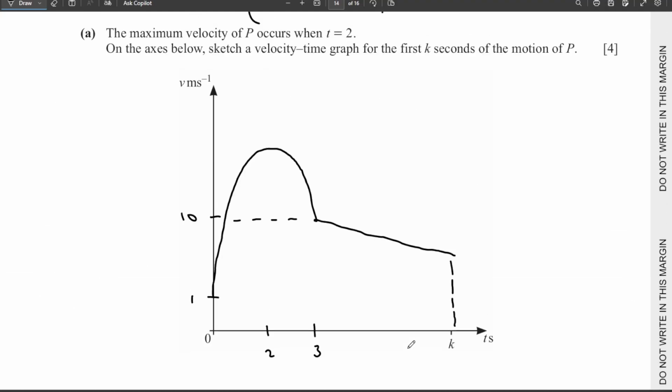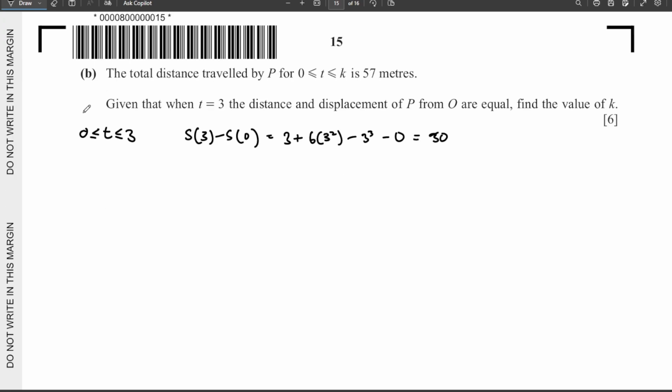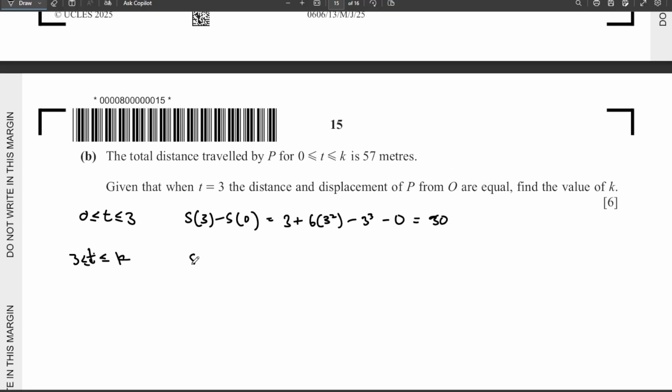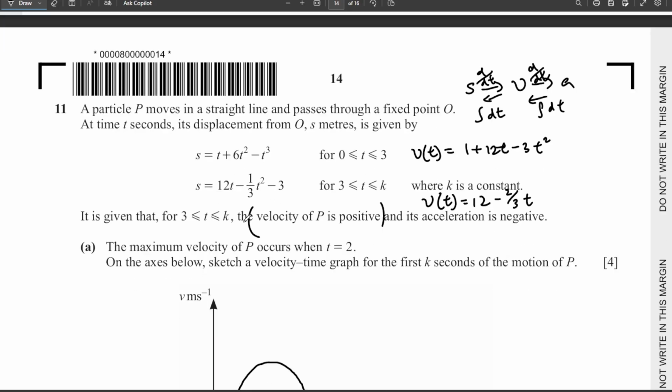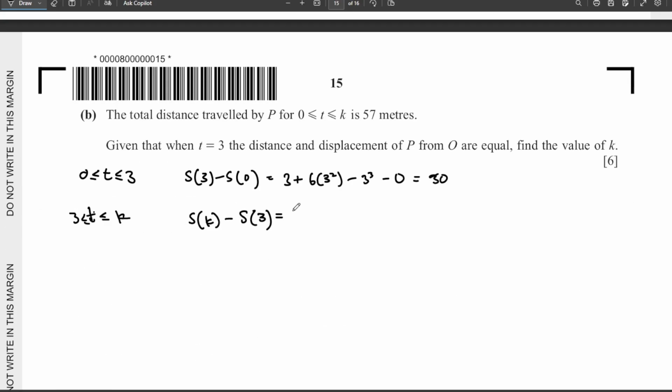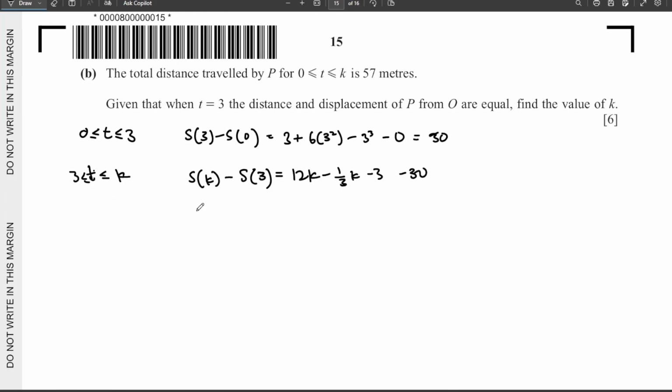Now for the k seconds, from 3 to k seconds, how are we supposed to calculate? We take s evaluated at k minus s3. We know s3 is 30 already, so that simplifies for us, but for sk, we just need to substitute into this equation. So we have 12k. Total distance, we just have to add both together and equate it to 57.